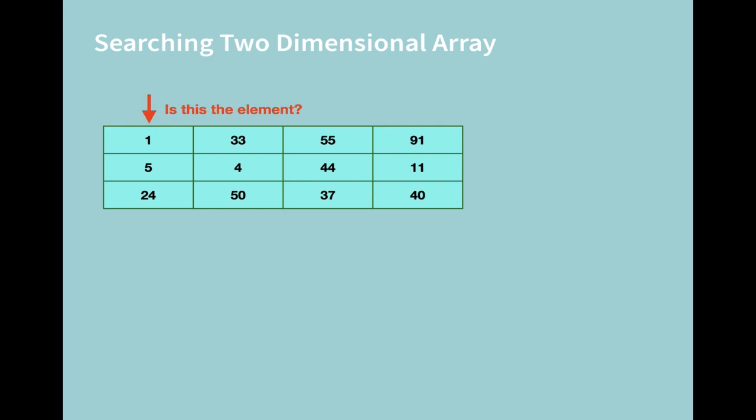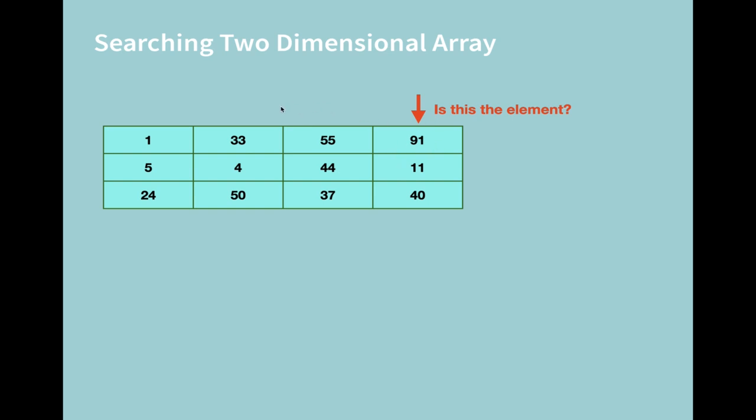It starts from the first element. It checks if this is the element that we are looking for. Is this the element that we are looking for? We see that no. Then it continues to the next cell. Is this the element that we are looking for? We see that it's not equal to 44. Then it continues to the next element. Here we see that this is not the element that we are looking for. Then it continues to the next element. Is this the element that we are looking for? We see that no.